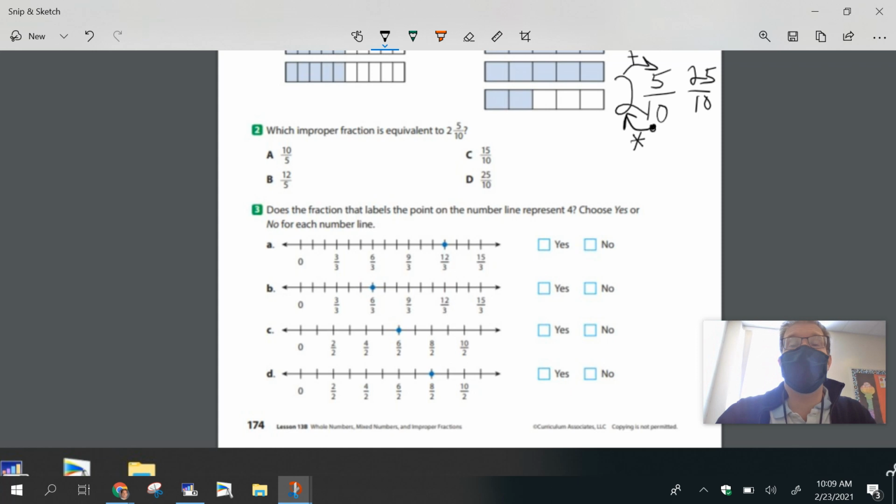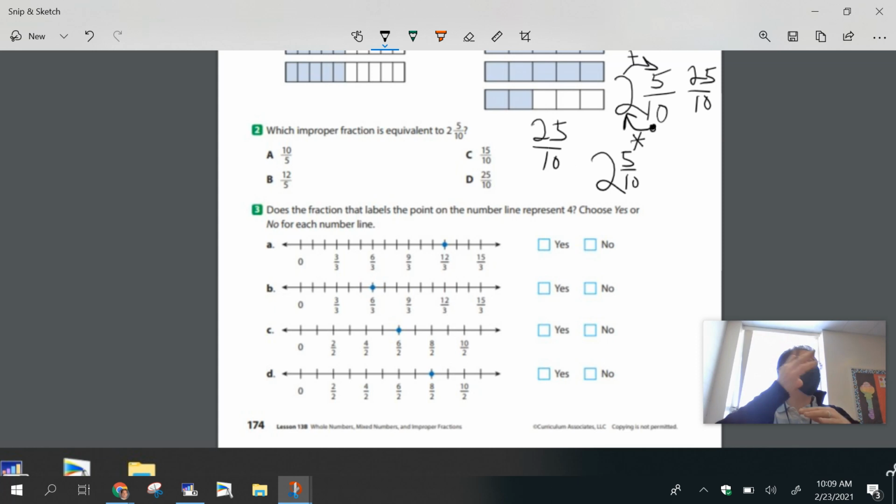It was awesome. Okay, now, if I have 25/10, how many times will 10 go into 25? 2 whole times. How many are left over? Numerator, denominator is the same. Okay, that's how they're all connected.